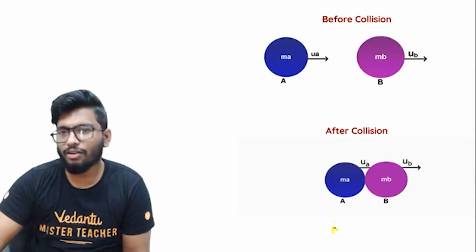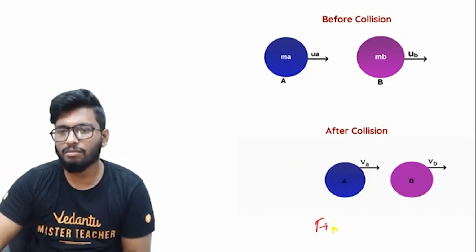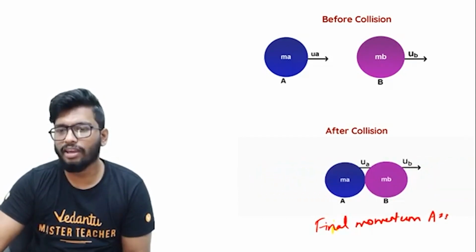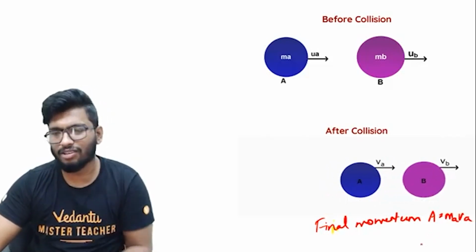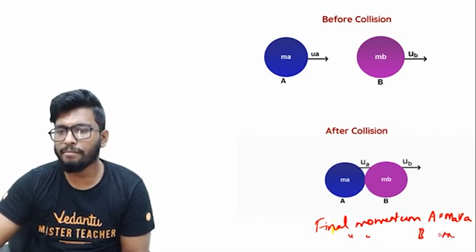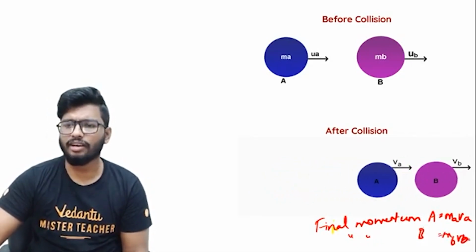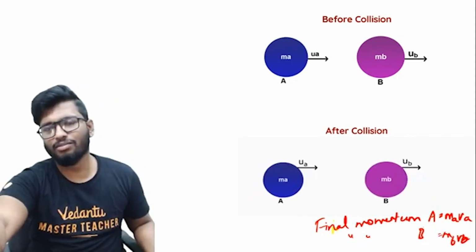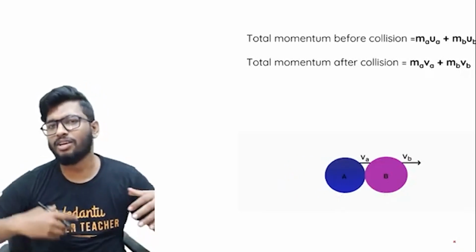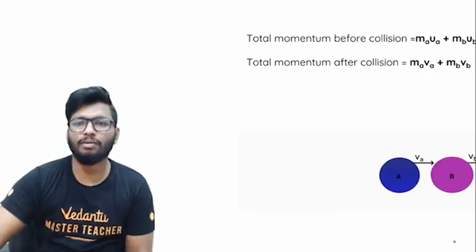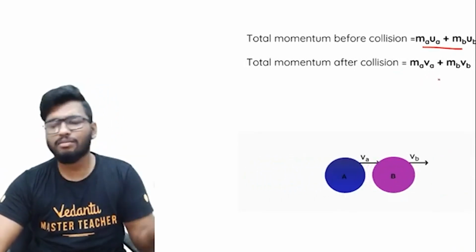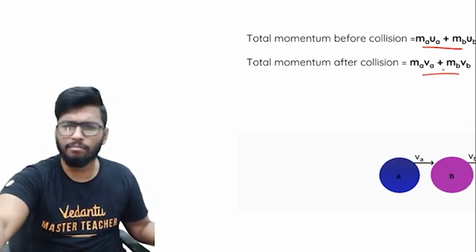So what will be the final momentum? The final momentum of body A will be MAVA, because that is the final velocity of the first body, and the final momentum of B would be MBVB. Now, according to the law of conservation of momentum, the momentum of a body before collision will be equal to the momentum of a body after collision. So total momentum before collision is MAUA plus MBUB, that is the momentum of both the bodies together, and momentum after collision is MAVA plus MBVB.